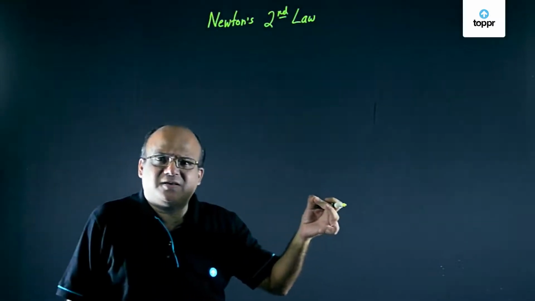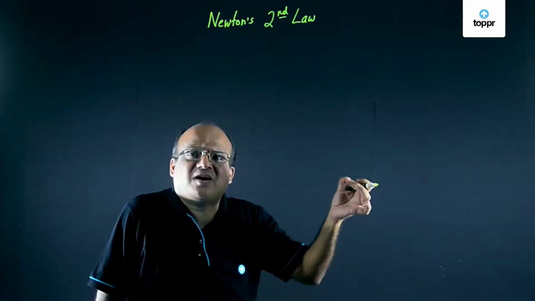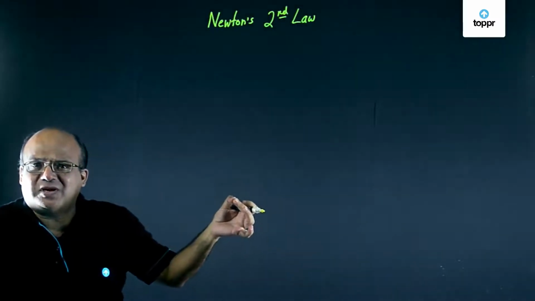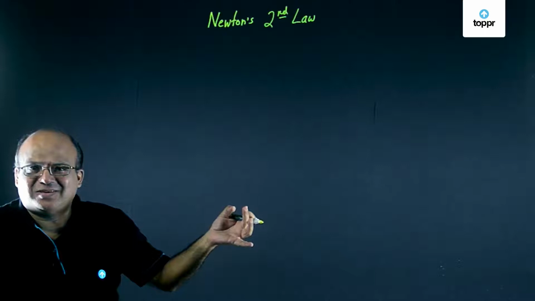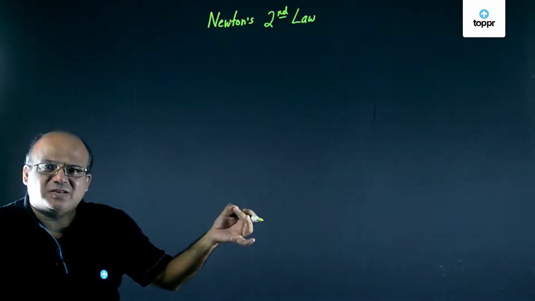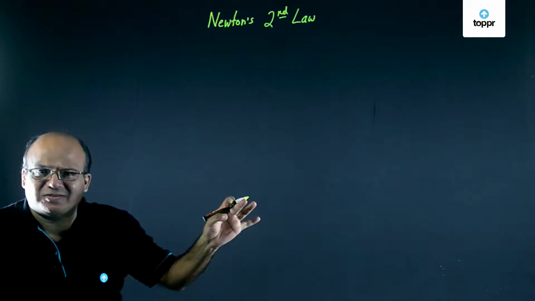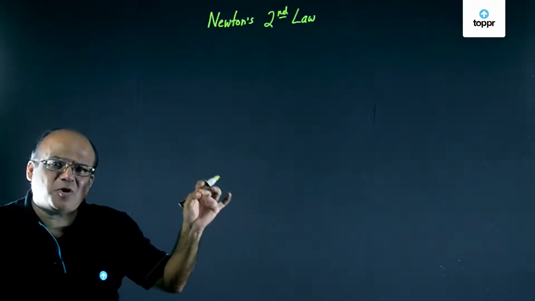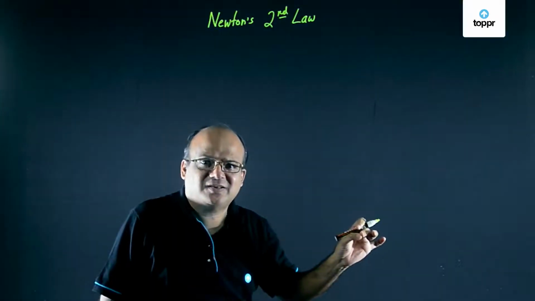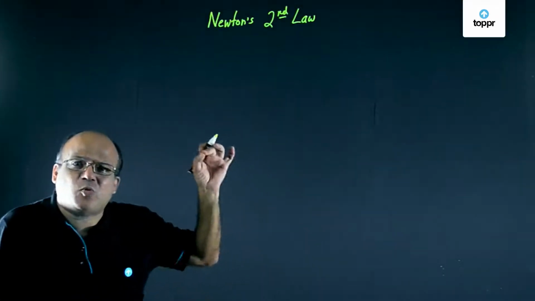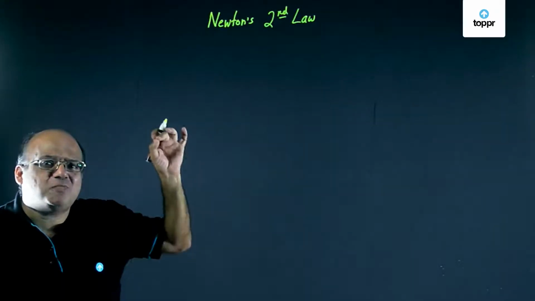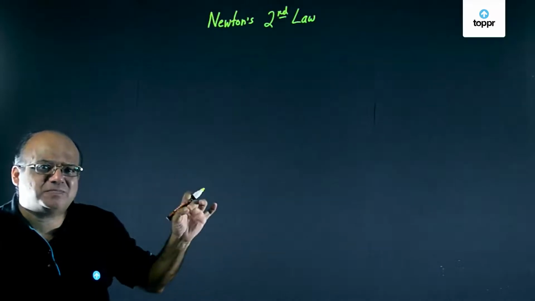A truck is moving with a velocity of 10 meters per second. If it hits you, it will cause a lot of damage. A cycle moving with high velocity can also cause a lot of damage. So there is some property that is related to both mass and velocity that denotes the quantity of motion contained in a body. This is called momentum, linear momentum.